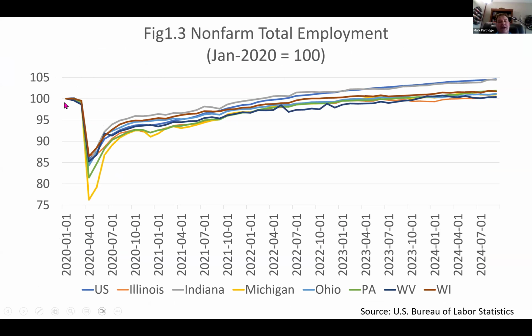When COVID began, you see all the big drop in employment. The U.S. is again up here. Ohio, since COVID, has lagged the U.S. by about 5 percentage points. If you instead start in 2021, Ohio doesn't look very good at all.